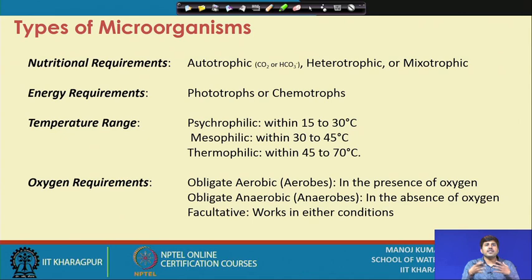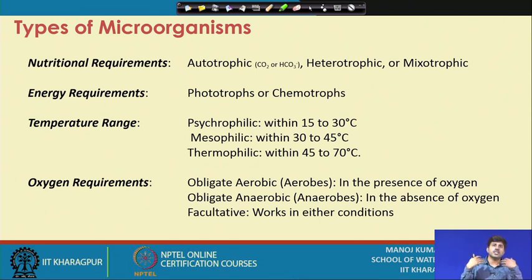Then we can classify them based on the different temperature ranges they work. There are psychrophilic bacteria, which work well within the range of 15 to 30 degrees Celsius. There are mesophilic, which work well within the range of 30 to 45 degrees Celsius, and there are thermophilic, whose optimum range of working is higher than 45. So, they work well between around 50 to 60 degrees Celsius, and can go up to as high as 70 degrees Celsius. These are not the only classes.